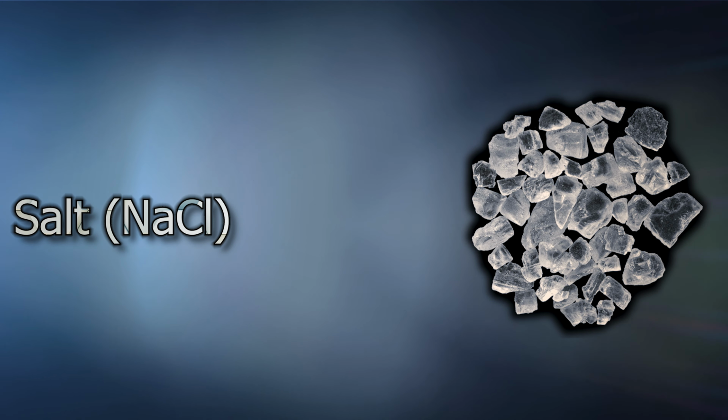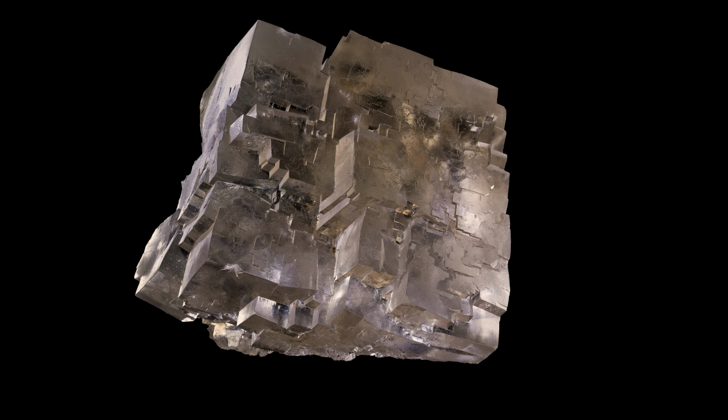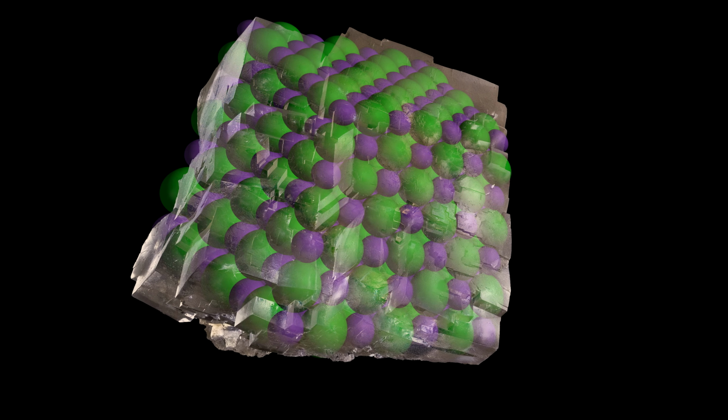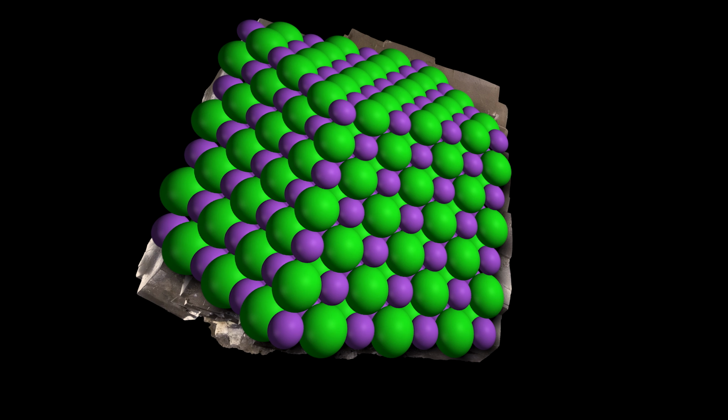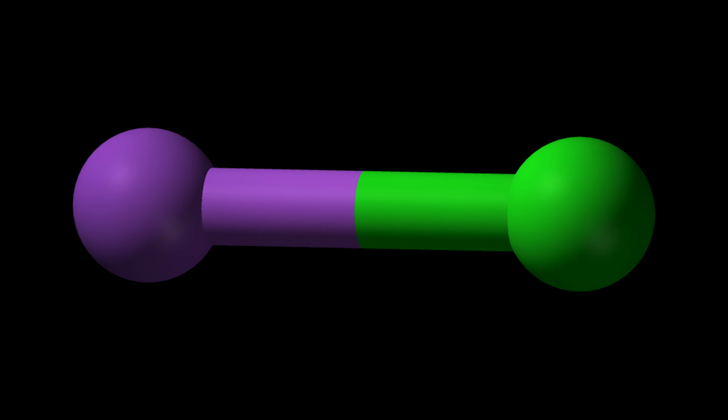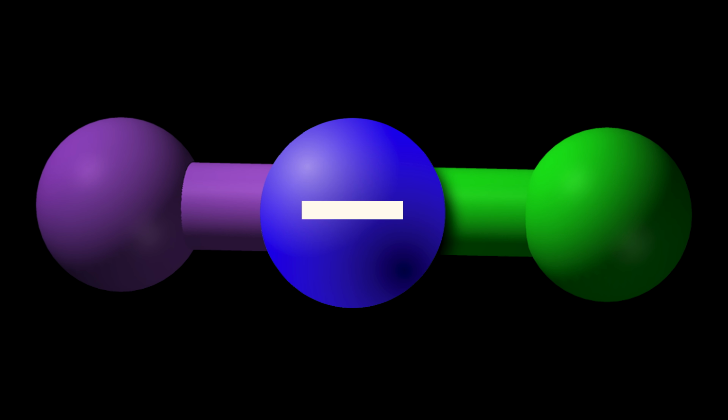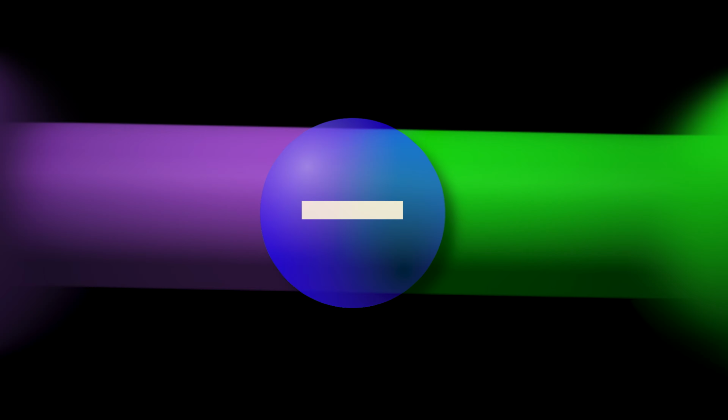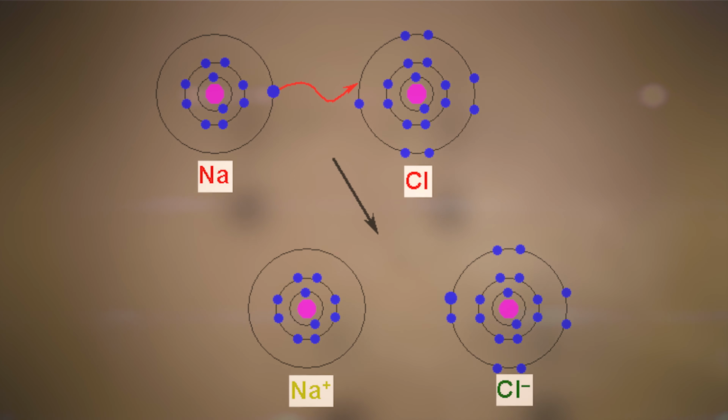Now let's examine salt, which might surprise you. Salt, or sodium chloride, is in fact a chemical compound composed of sodium ions and chloride ions. Here's where electrons come into play again. These ions are formed when electrons are transferred between sodium and chlorine atoms. Sodium loses an electron, becoming a positively charged ion, while chlorine gains an electron, becoming a negatively charged ion.